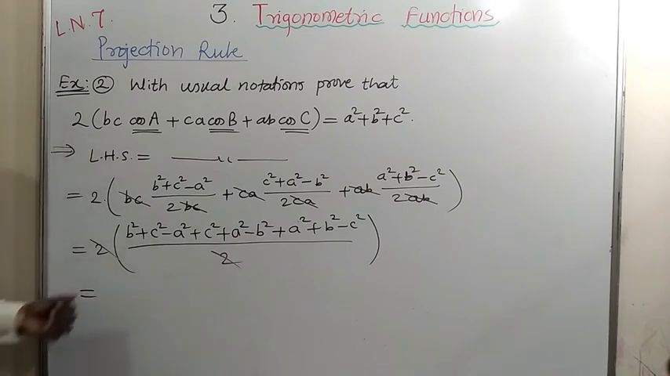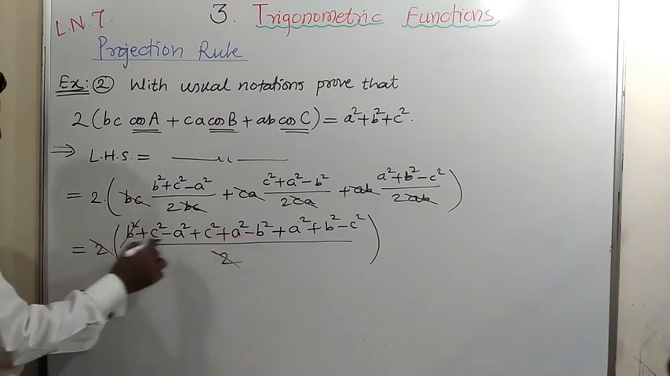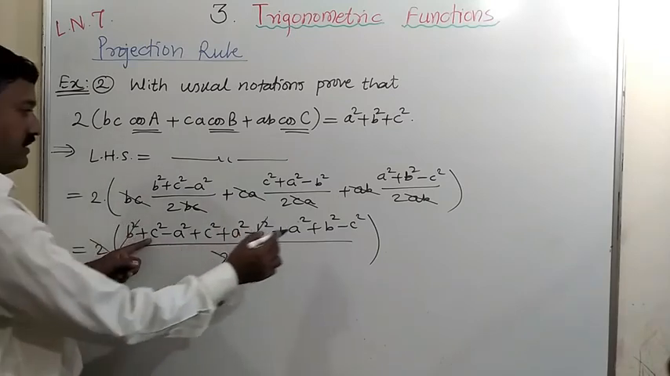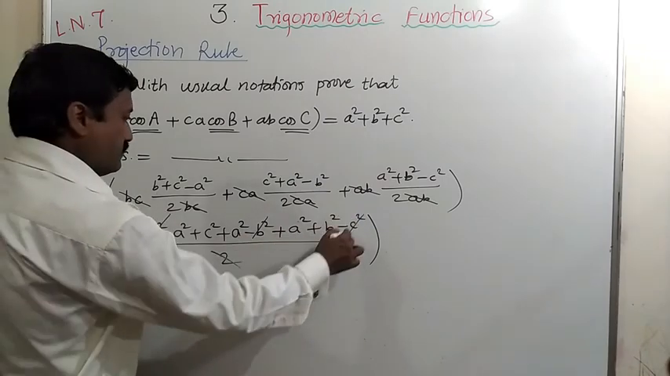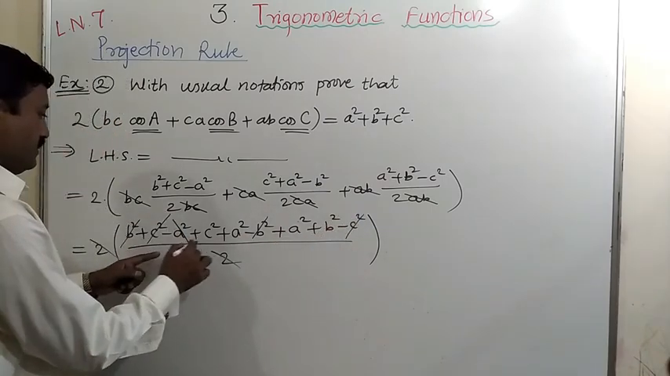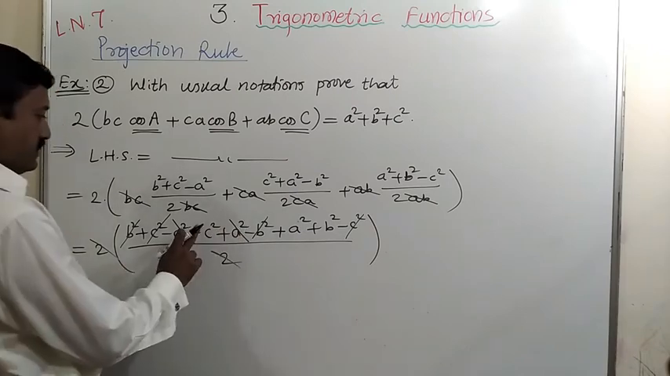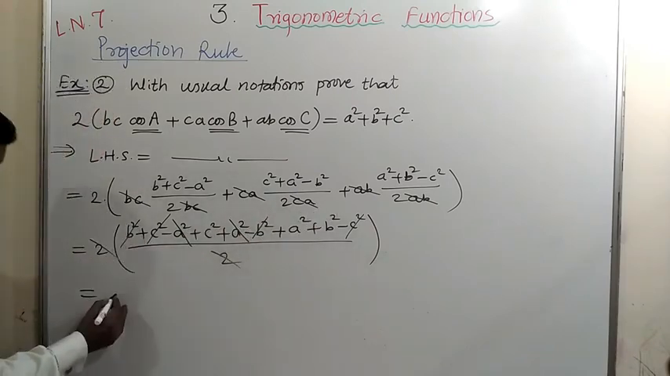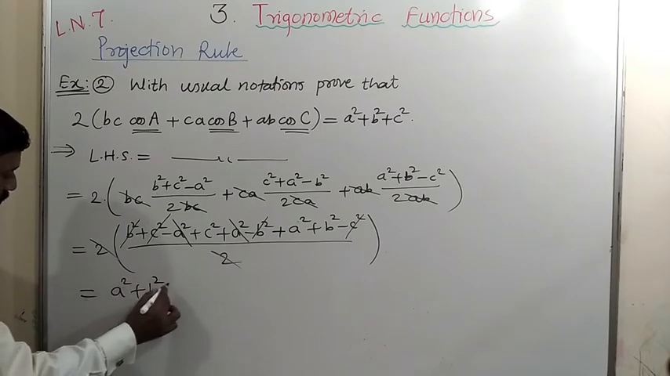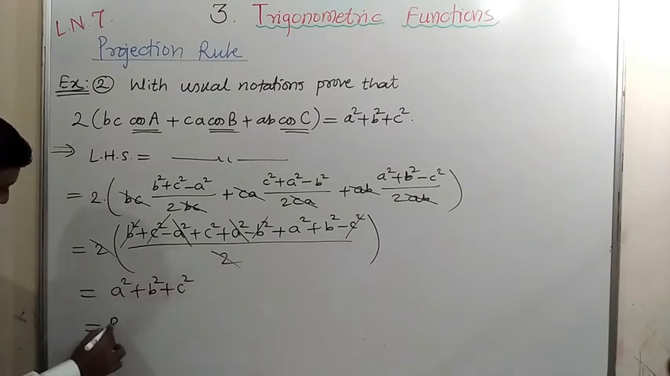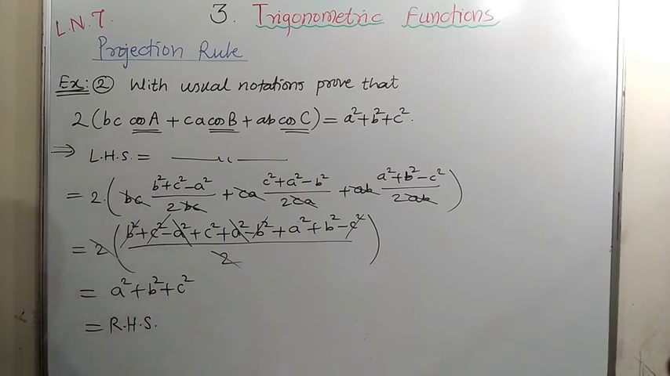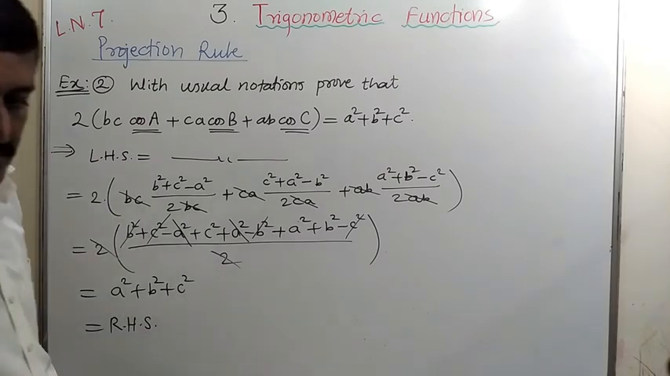So it is equal to, now b square, this minus b square get cancelled, c square, this minus c square get cancelled, minus a square plus a square get cancelled, remains here c square plus a square plus b square. So we can write it as a square plus b square plus c square, that is equal to the RHS. So this one is very easy to prove using only cosine rule.